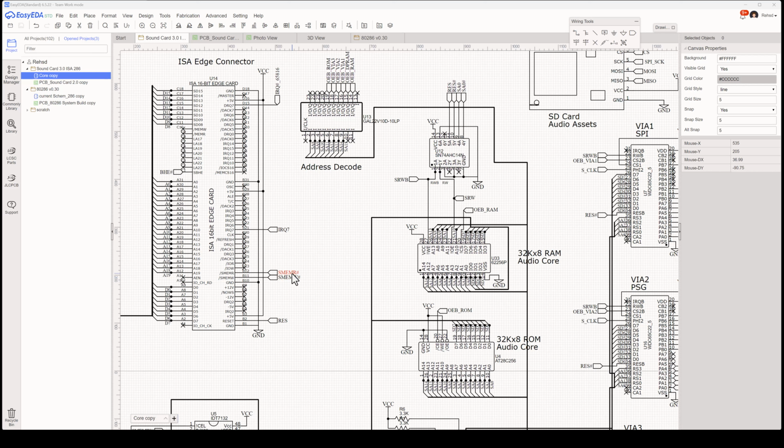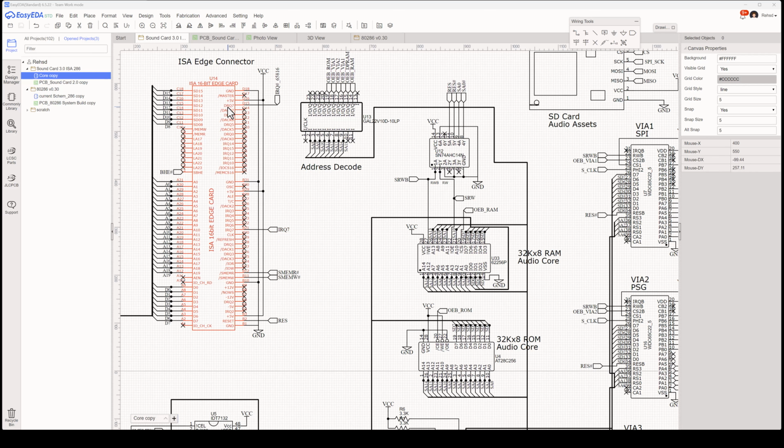So these mem read and mem write active low signals are going to get used to help me with that. I have reset, and then I have IRQ7, which this sound card can use to communicate back to the 286 and raise that interrupt.